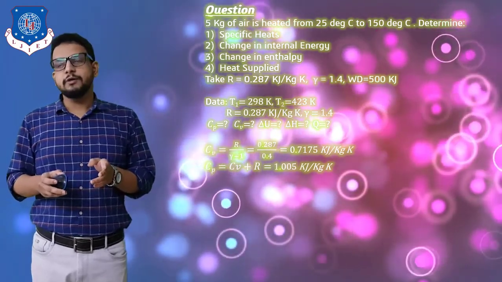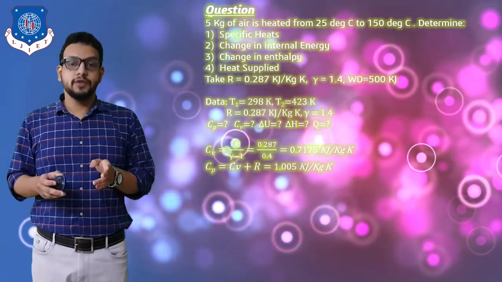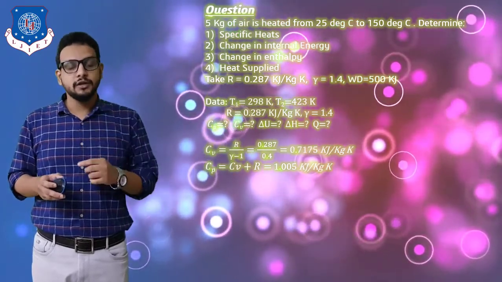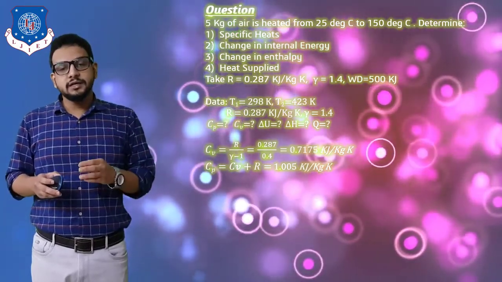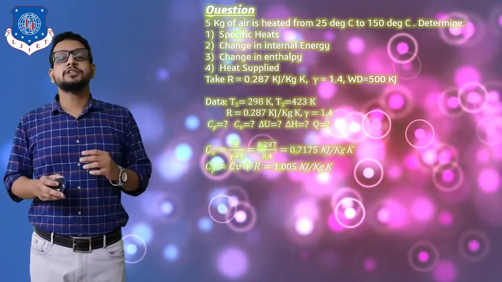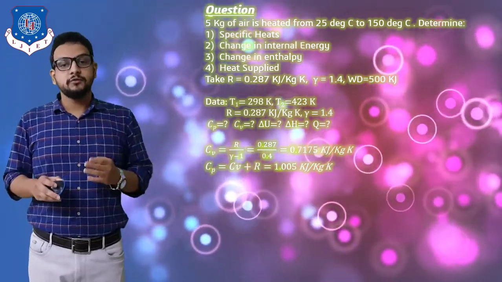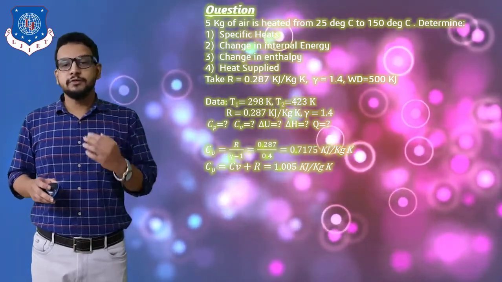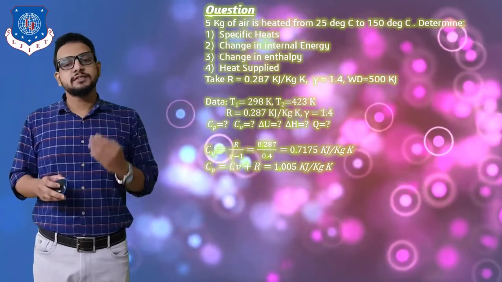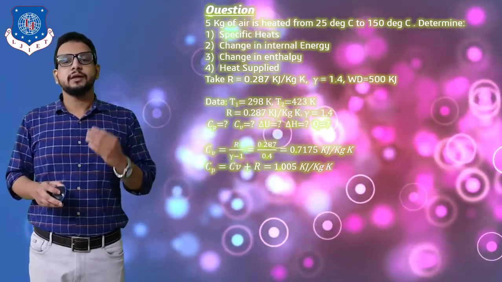If you remember, we divided Cp minus Cv is equal to R by Cv, and from that we obtained this equation, that is R upon gamma minus 1. Now R is given in the data, so substituting the values, we get Cv is equal to 0.7175 kilojoule per kg Kelvin. From Mayer's equation, Cp minus Cv is equal to R, we can obtain Cp. Cv we have found out and R is given, so Cp is equal to Cv plus R, that is 1.005 kilojoule per kg Kelvin.